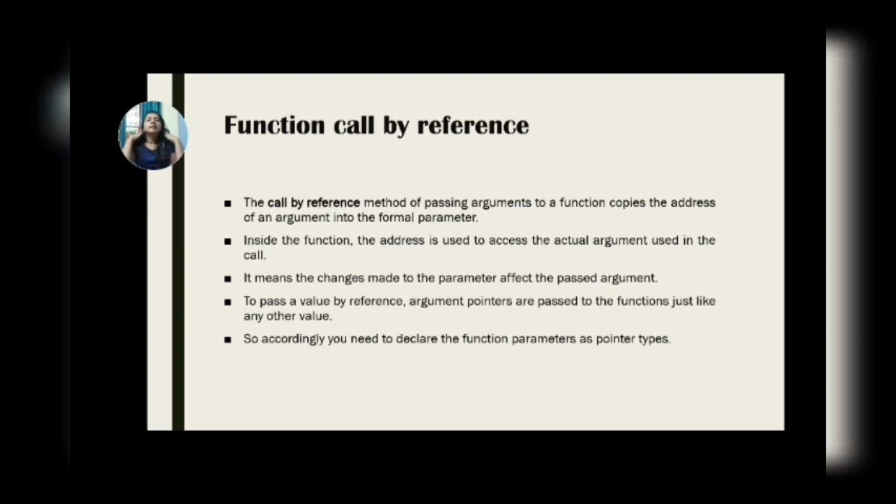Now what happens in this case? What happens when you call by reference? The call by reference method of passing arguments to a function copies the address of an argument into the formal parameter. In this case, the address is copied. The value is not copied. So when you access them inside the function, you actually access the addresses of the arguments, the addresses of the variables, and as a result, the changes are reflected upon the original variables.